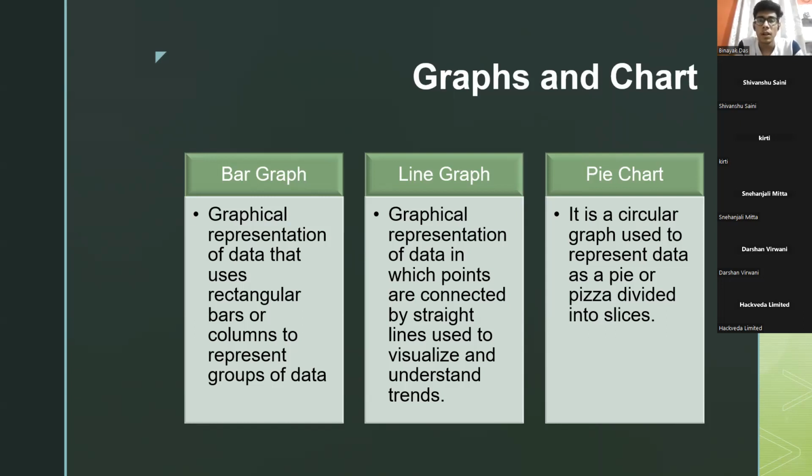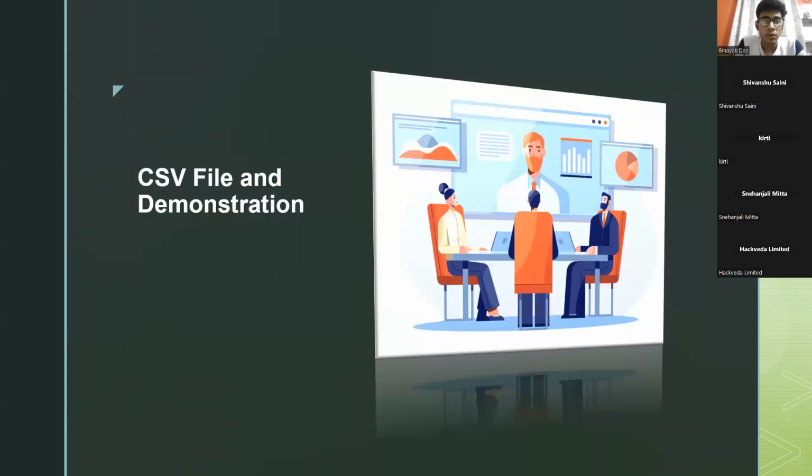Line graph. Line graph is basically the graphical representation of data in which points are connected through straight lines, and it is easy to understand. In the pie chart, it gives us a circular graph which is used to represent data in the form of a pie or pizza divided into slices. So let us see the CSV file and then the demonstration.